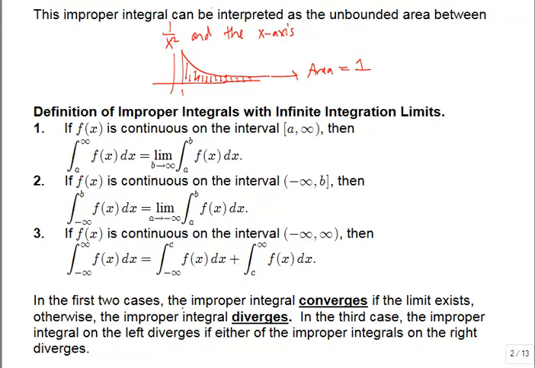Now in the first two cases, the improper integral converges, that means it exists and has a value, if the limit exists. Otherwise, we say that the improper integral diverges. In the third case, we say that the improper integral on the left diverges if either of these two integrals on the right diverges. So if either one of these is infinite, then the original one is infinite.